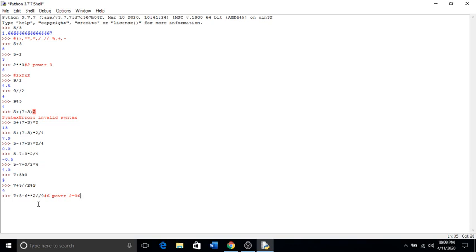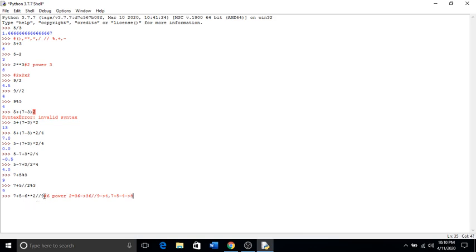So what will be the answer? 36 integer division 9. The answer will be 4. Now what will happen? Now 7 plus 5 minus 4. So what will be the answer? You can see 7 plus 5 is 12. 12 minus 4 is 8. So the answer will be 8.